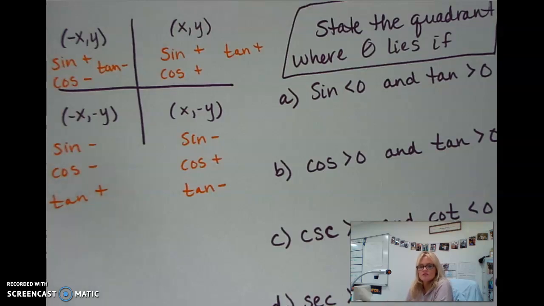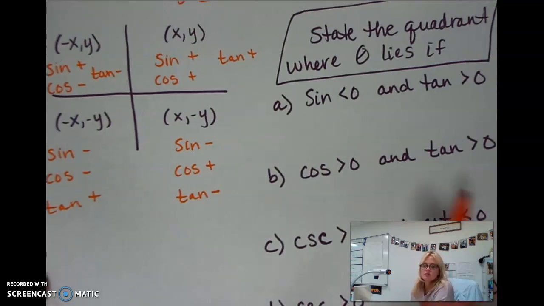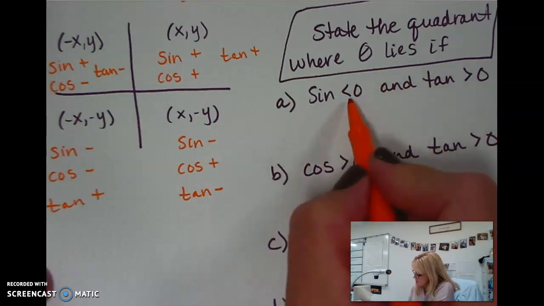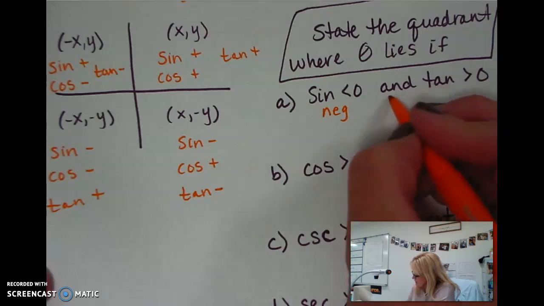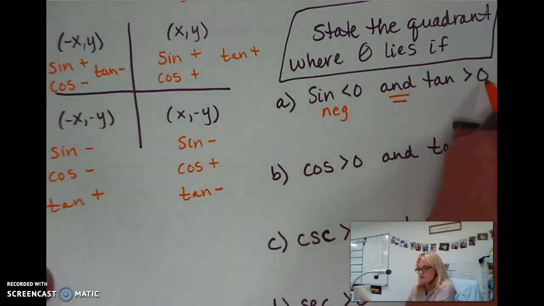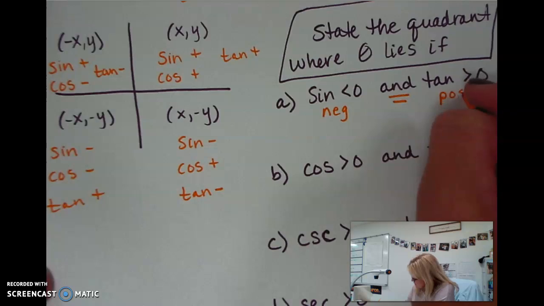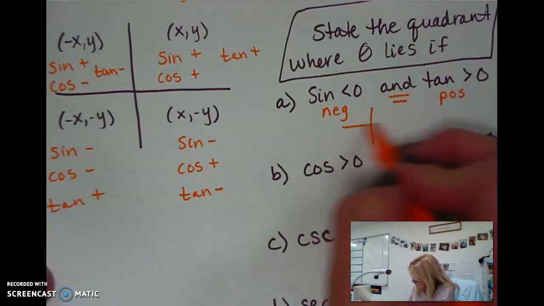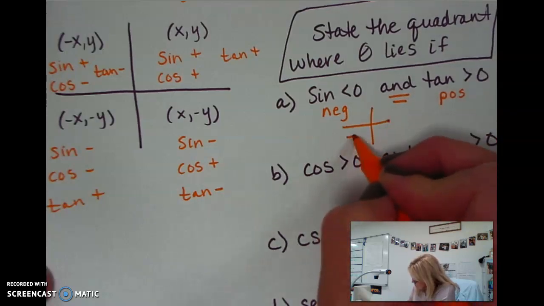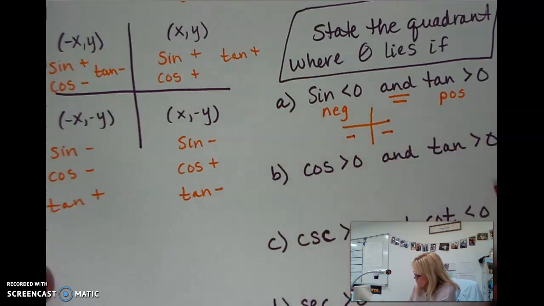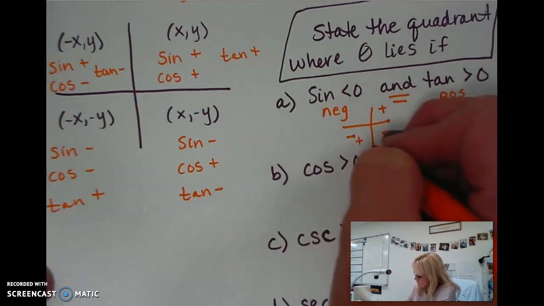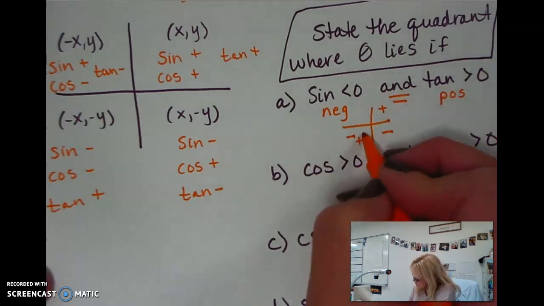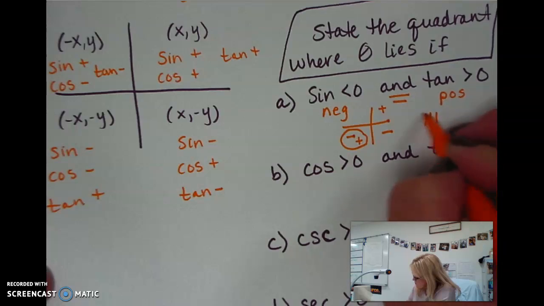So that brings us to our next group of questions. State the quadrant where theta lies if, so both of these have to be true. Sine is less than 0, which means sine is negative, and tangent is greater than 0, which means tangent is positive. Well, sine is negative in quadrant 3 and quadrant 4. Tangent is positive in quadrant 1 and quadrant 3. So where do they both happen? In quadrant 3.